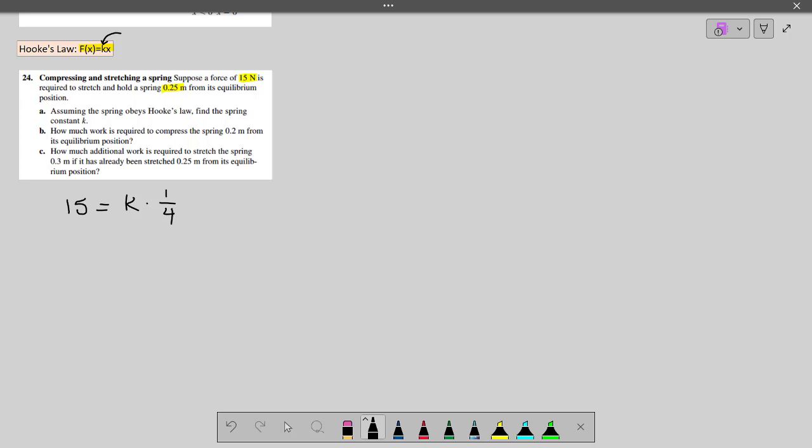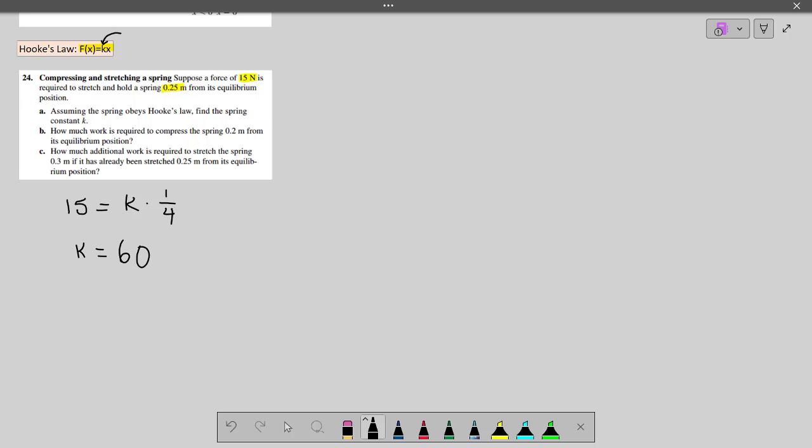They could have also used the word compress. It wouldn't matter. The k would still be the same. If it compressed, the displacement is 1/4, and we would still get the same spring constant. So we're going to get 60 when we multiply both sides by 4. So that is the spring constant.